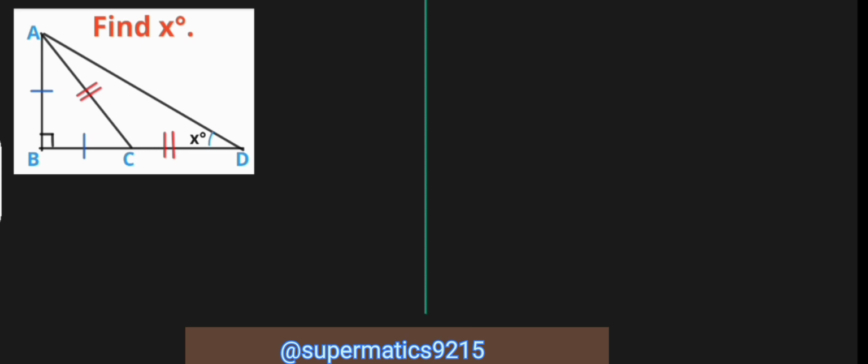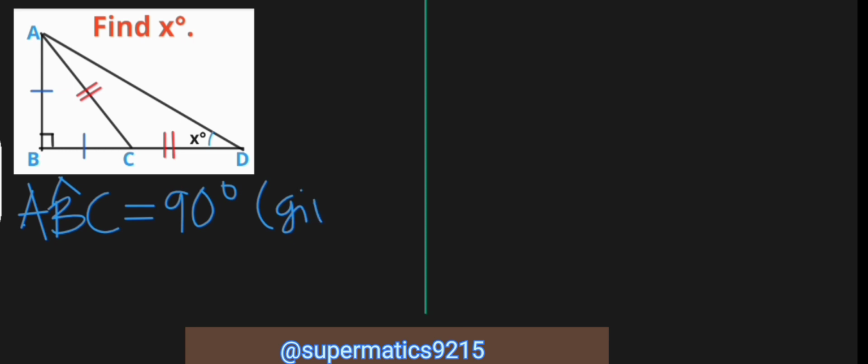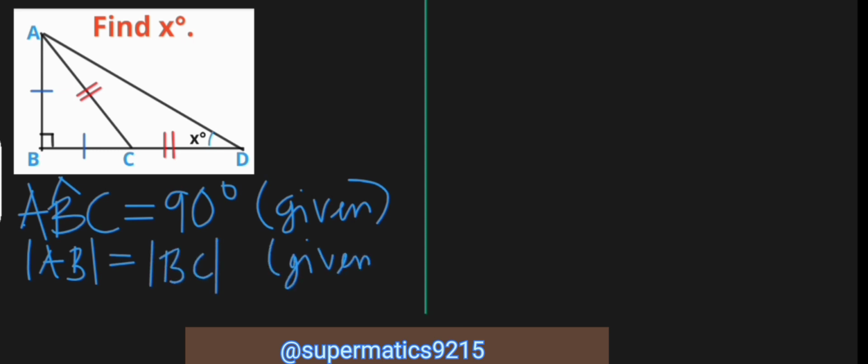First, we have angle ABC to be a right angle. That is, ABC is 90 degrees as given. Given also from triangle ABC is the fact that side AB is equal to side BC. And as a result of that, triangle ABC is isosceles.